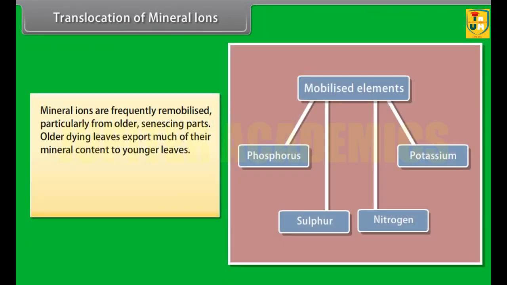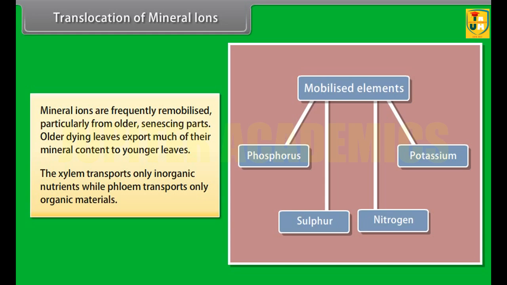Mineral ions are frequently remobilized, particularly from older, senescing parts. Older dying leaves export much of their mineral content to younger leaves. Similarly, before leaf fall in deciduous plants, minerals are removed to other parts. Elements most readily mobilized are phosphorus, sulfur, nitrogen and potassium. Some elements that are structural components, like calcium, are not remobilized. So, the xylem transports only inorganic nutrients, while phloem transports only organic materials.